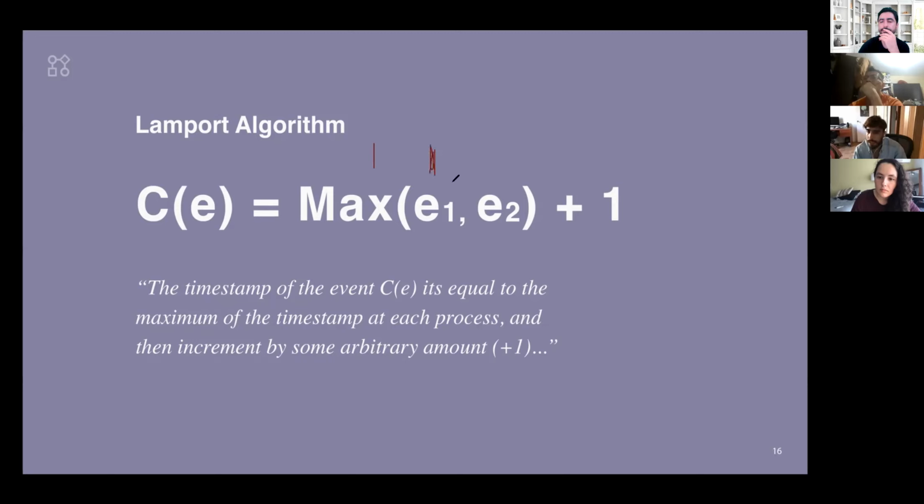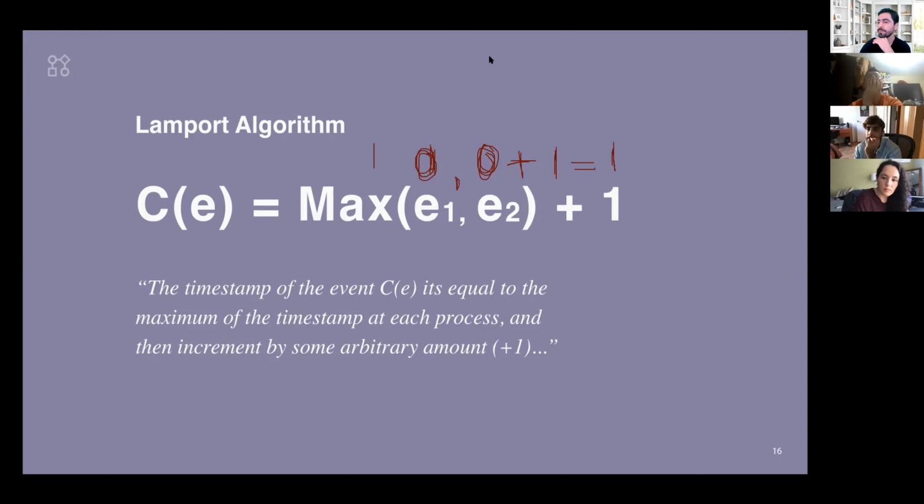But because I'm not getting anything from another event, we don't have any other value here, right? So this one is going to be 0 because it's the first event and we are not receiving anything. So between those two numbers, the only value that we have is 0, and the only thing that we have to do is to add one. So the value for the first task is going to be 1.